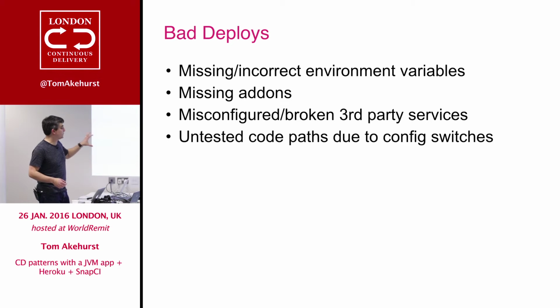And the other one that really bit us was untested code paths. So you have a switching configuration, and it's been switched one way in a series of environments, and then you deploy it into the live environment and it switched the other way. That wasn't fun when that happened. So we wanted to set about making sure that it was both less likely for this sort of stuff to happen, but also that we'd know about it a lot more quickly if it did.